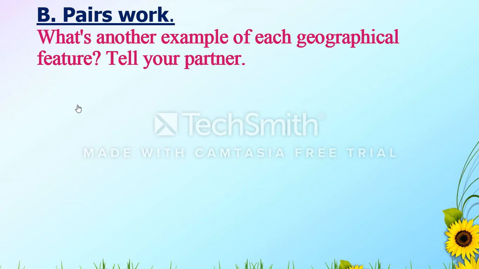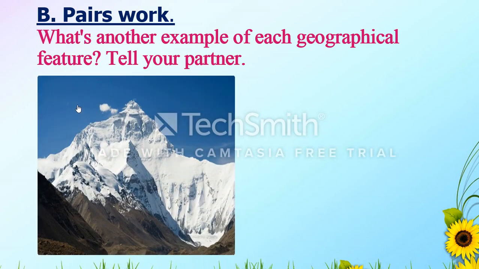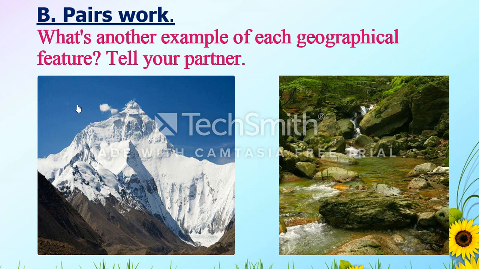Right now, we will move to part B, pair work. Think of another example of each geographical feature and tell your partner. I will show you 2 examples. The first picture is the mountain. As you see, the mountain has snow around here. And the second example is stream. The stream runs through the forest.